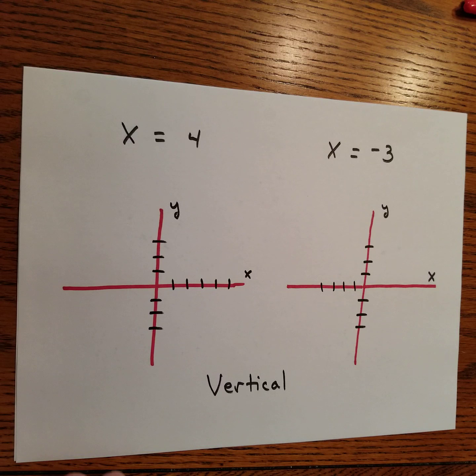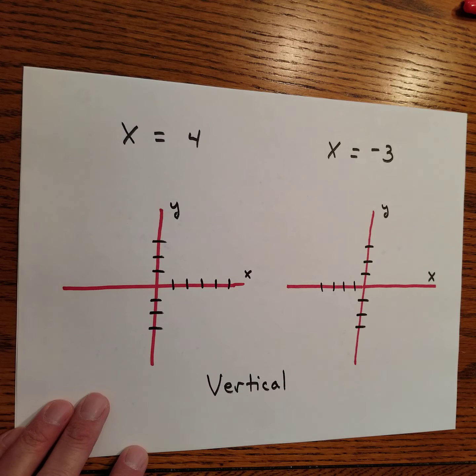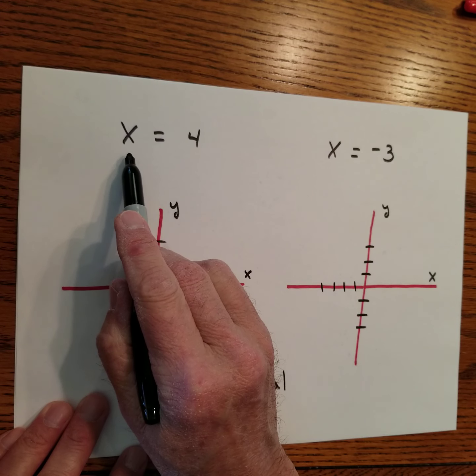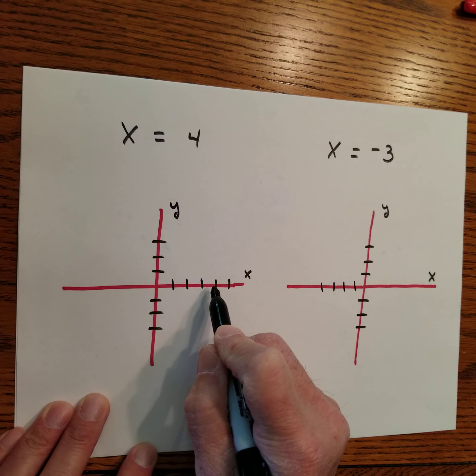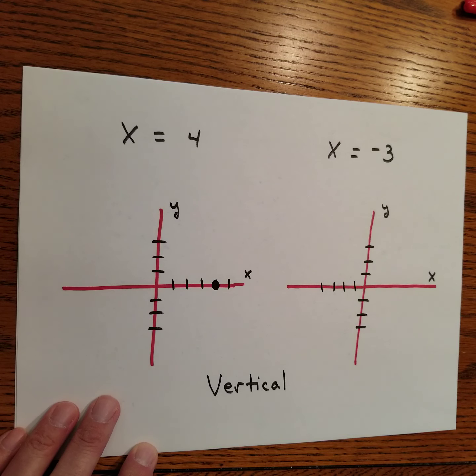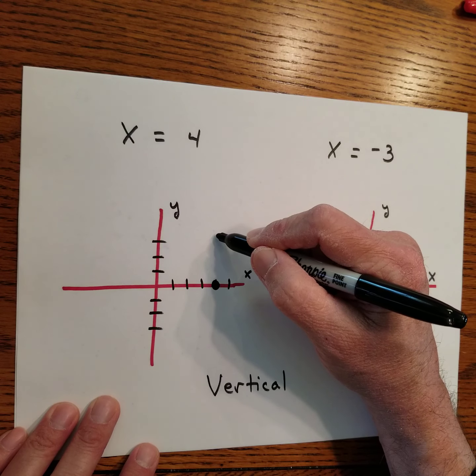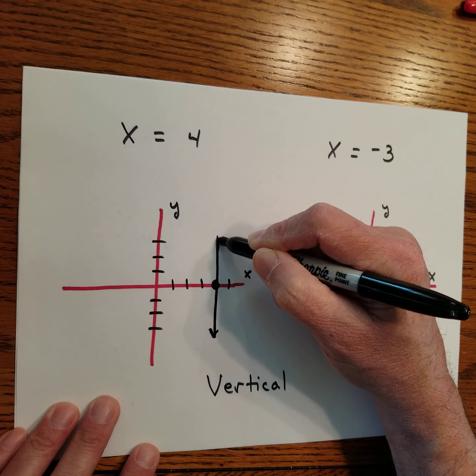Now here are some examples of equations that will lead us to vertical lines. This equation says touch the x-axis at 4. Never touch y. Here's the x-axis at 4. If my line is going to touch the x-axis at 4 and never touch y, then my line must be a vertical line like this one.